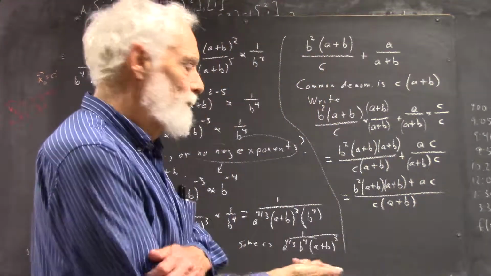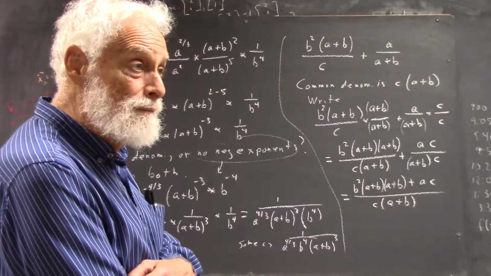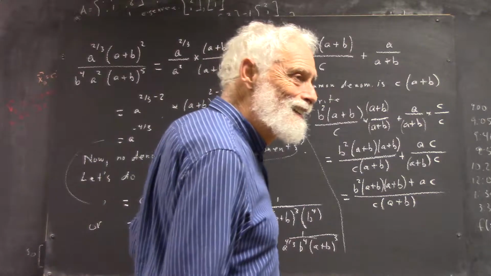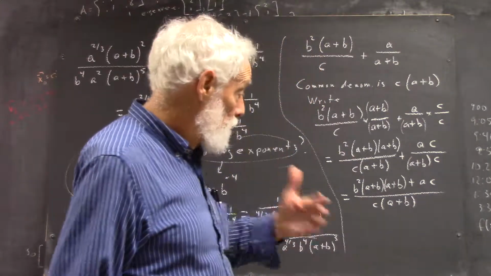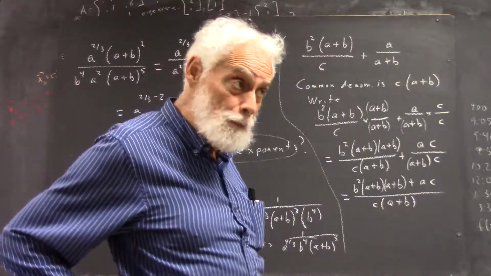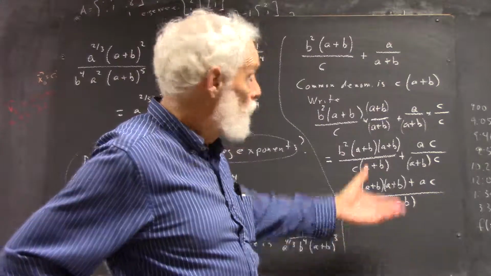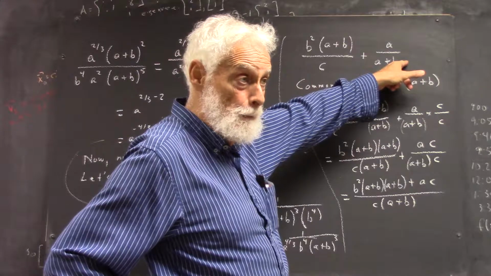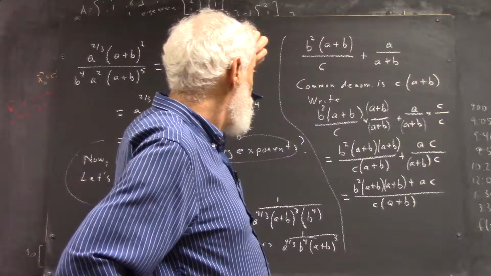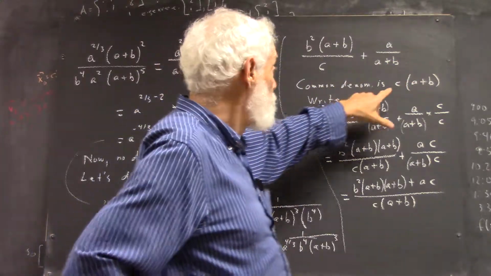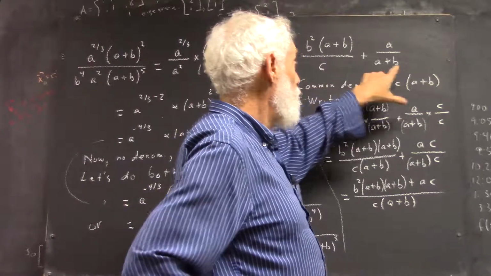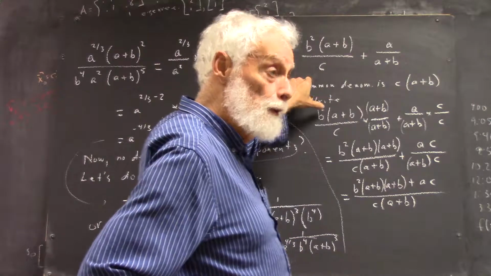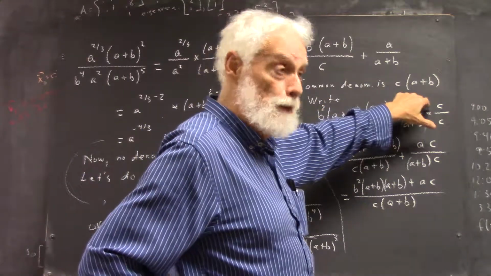Now that's a big mess. I don't know what it means, I don't have an interpretation in mind. But I do know that the symbols have to do what they just did because those are the rules. The only way I can add two expressions is if they have the same denominator. The common denominator would be the smallest denominator that includes both of these denominators, and that would just be this.